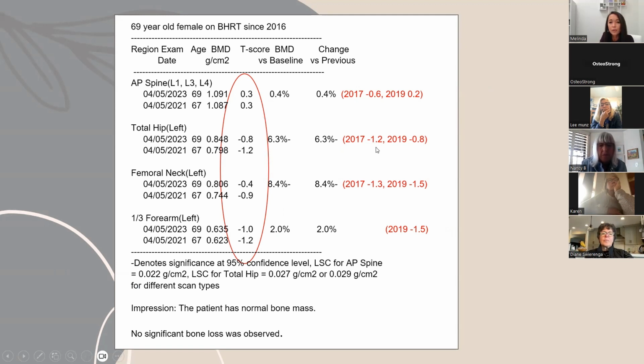Okay, so you see the improvement from negative 1.2 to negative 0.8. This declined, but this came back up again. And then from negative 1.3, got worse in 2019, but improved in 2021 and improved further in 2023. And then only one previous study in the forum here in negative 1.5, improved to negative 1.2, and improved to negative 1.0.